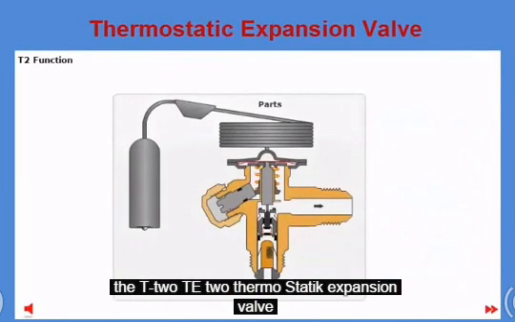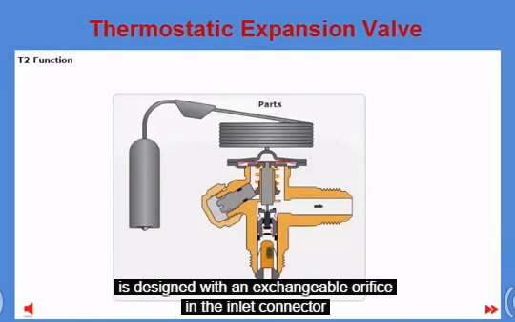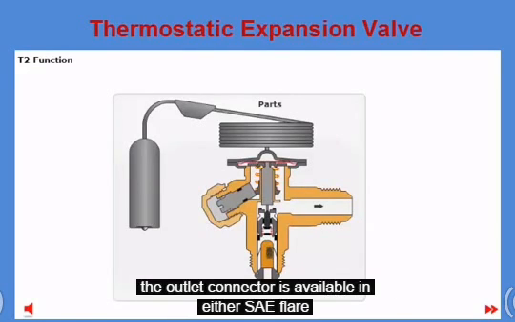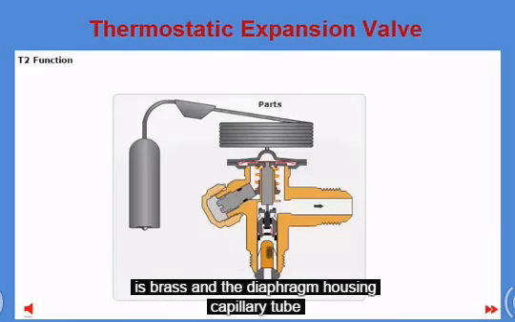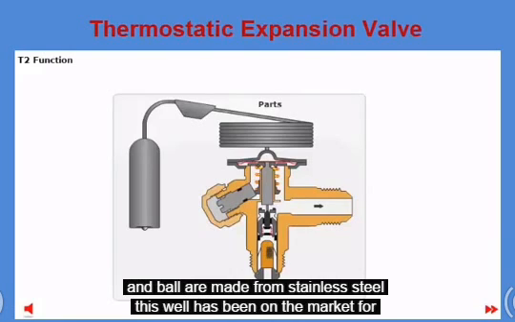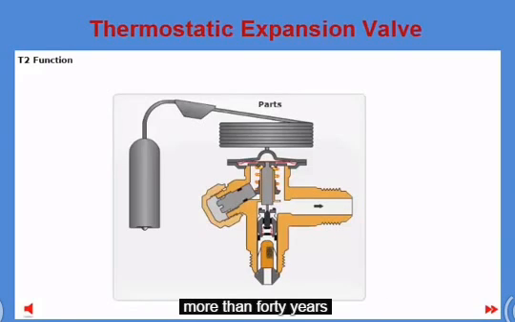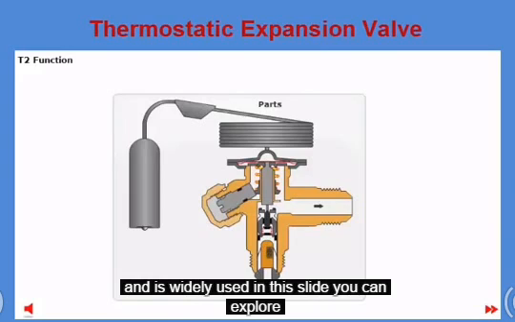The T2 TE2 thermostatic expansion valve is designed with an exchangeable orifice in the inlet connector. The outlet connector is available in either SAE flare or inch or millimeter solder. The valve body is brass, and the diaphragm housing, capillary tube, and bulb are made from stainless steel. This valve has been in the market for more than 40 years and is widely used.